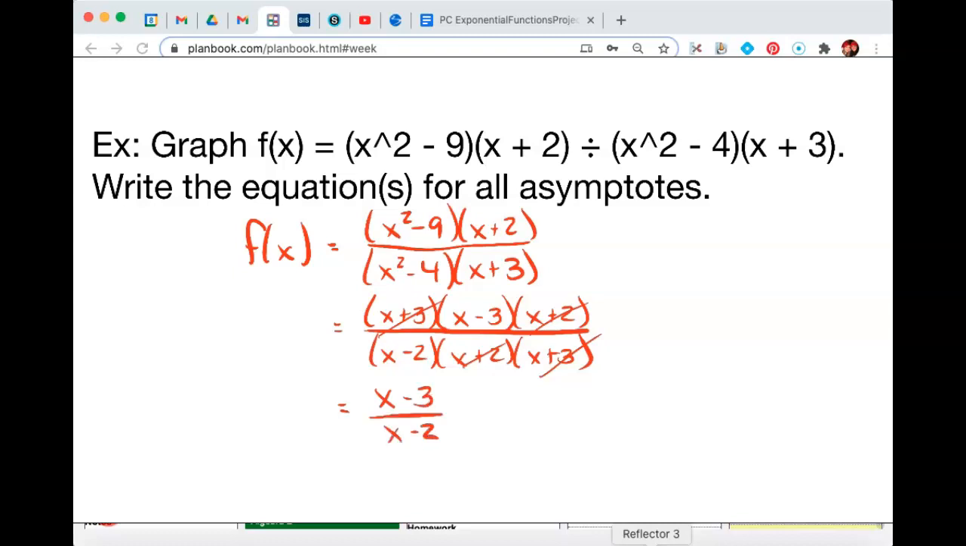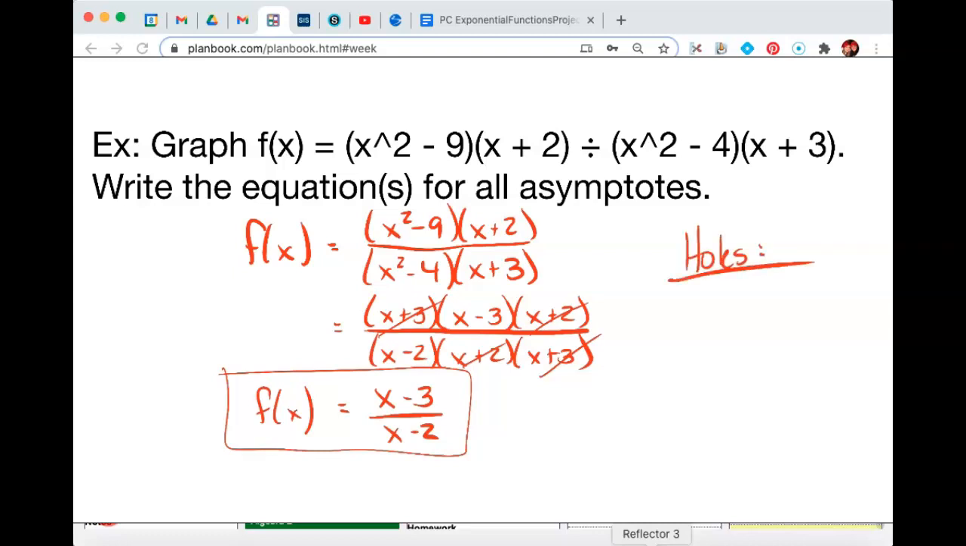So that's the graph that I'm actually going to be doing. So that's a lot more simplified. When I plug in points, it's a lot easier. But where are the holes at? So you'd set them equal to 0, x minus 3 equals 0. So technically.